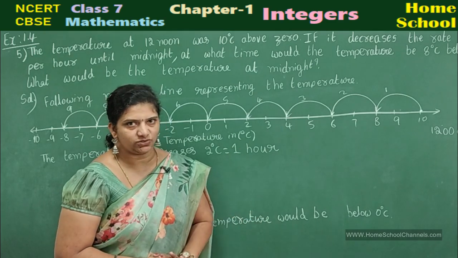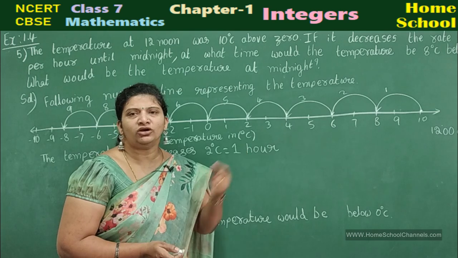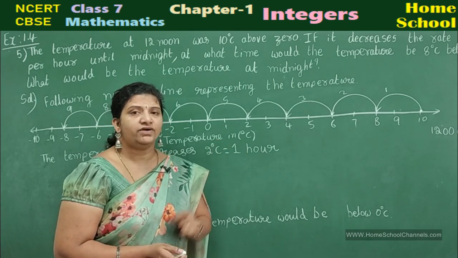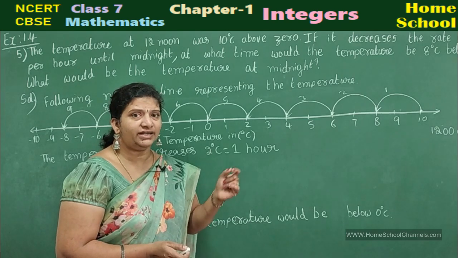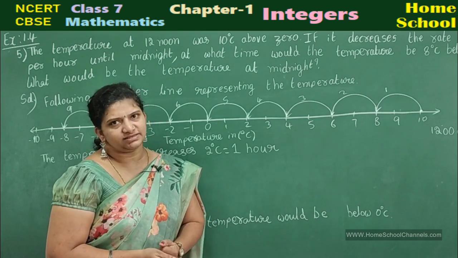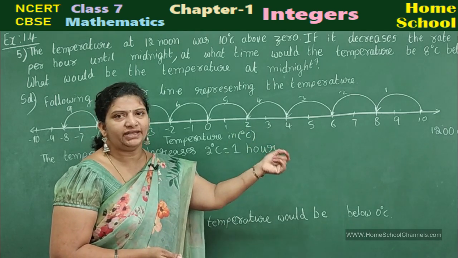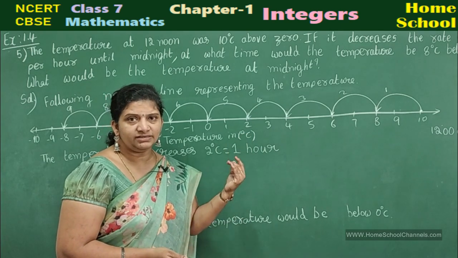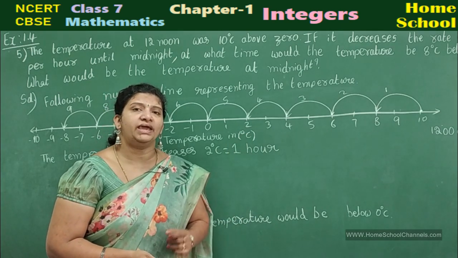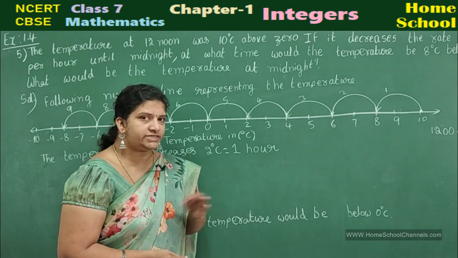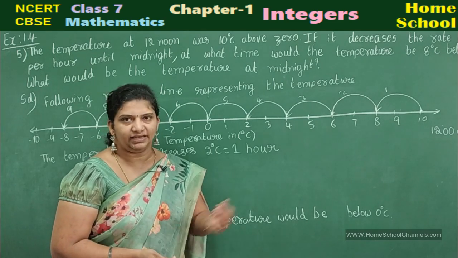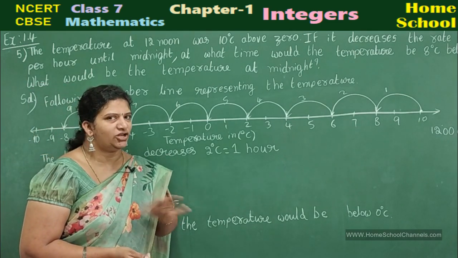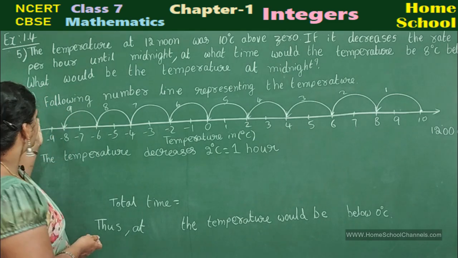And I am going to solve it with statements also. At 12 o'clock, the temperature is 10 degrees Celsius. For every 1 hour, it reduces 2 degrees Celsius. That means at 1 o'clock it is 8, at 2 o'clock it will be 6, at 3 o'clock 4 degrees Celsius. Like this, at what time will it be 8 degrees Celsius below zero? Below zero means -8. So at 9 o'clock, it will be 8 degrees Celsius below zero. Okay, let us see the solution.